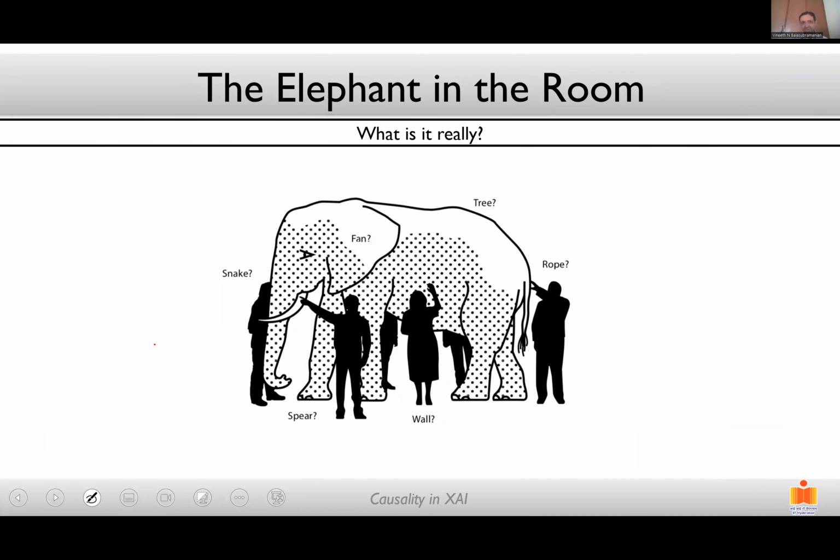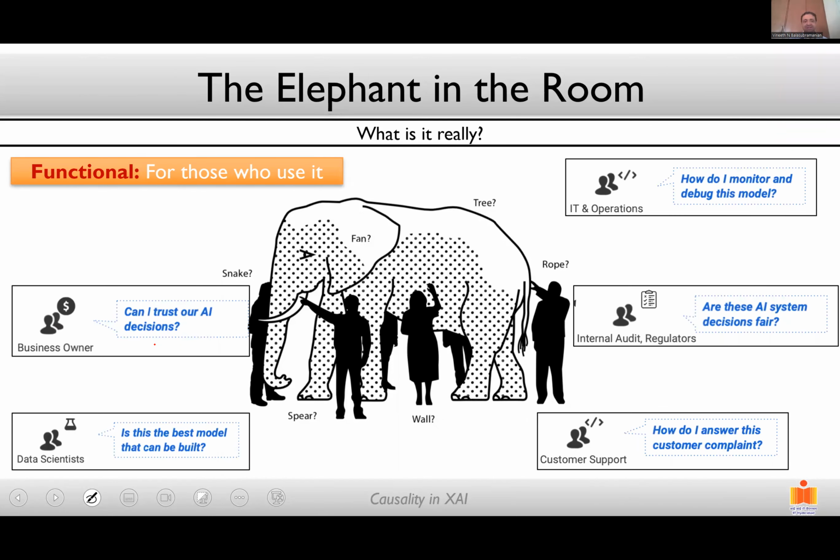It seems to be the proverbial elephant in the room, or the proverbial 5 blind people looking at different parts of the elephant at this point in time, right? Depending on how a person views explainability, they see it as different things. For people who use the systems, one of them could be interested in knowing whether they can trust the AI model's decisions. A data scientist may be interested in knowing whether this was the best model ever built, so that an explanation could help them probably build a better model. An IT ops person could be interested in knowing how to debug this model.